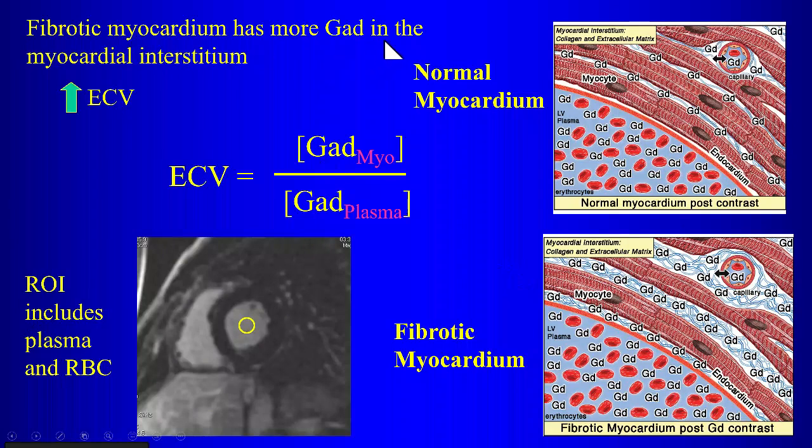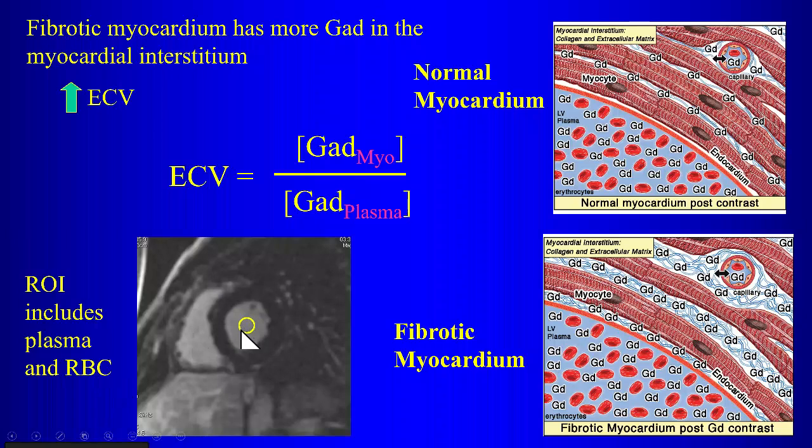So fibrotic myocardium has more gadolinium in the myocardial interstitium. That increases the extracellular volume fraction. So what this extracellular volume fraction represents is this ratio of the concentration of gadolinium out there versus the gadolinium within the plasma. So we're going to use MR to indirectly measure these concentrations of gadolinium. Also remember that when we try to measure gadolinium here within the blood pool, this includes not just the plasma, but also red blood cells, right?